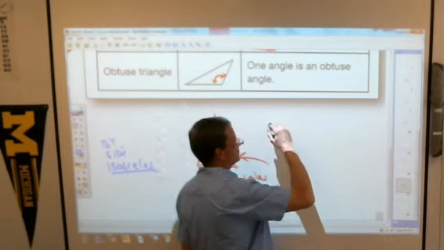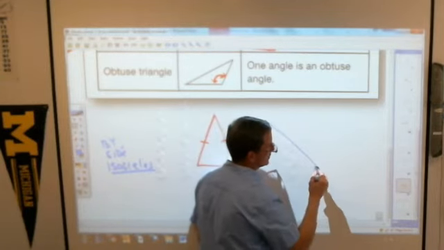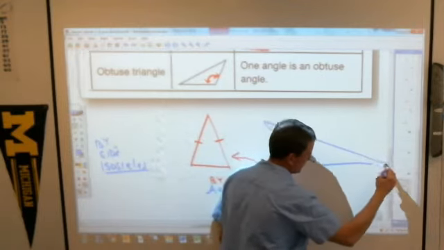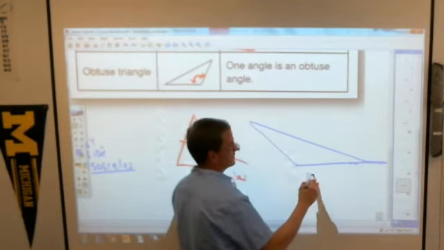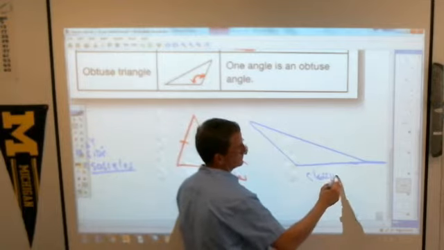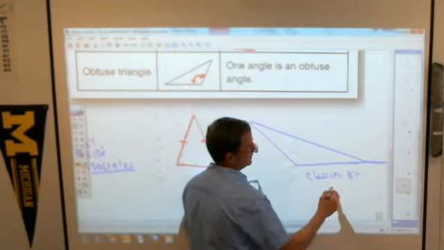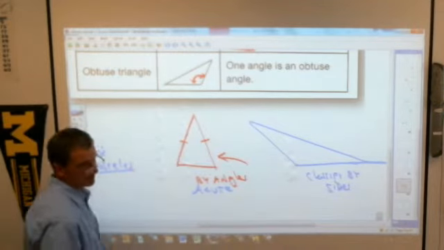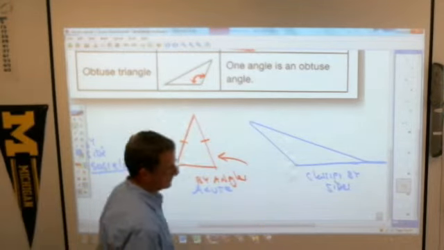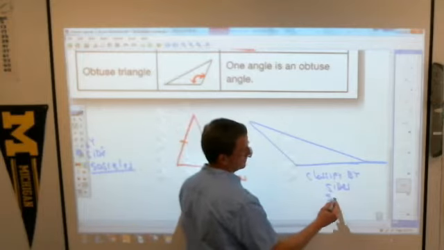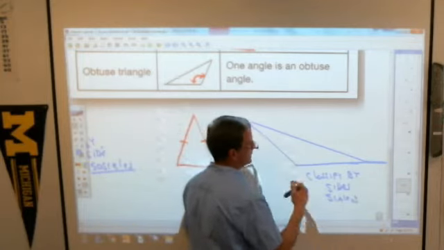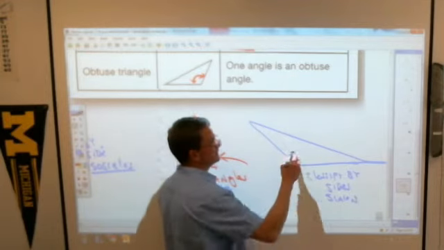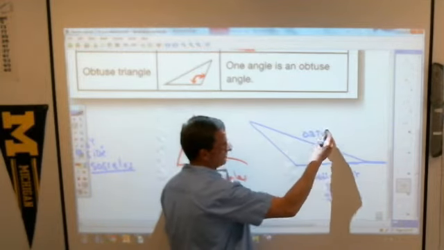Alright, if I asked you, here's my triangle, and I said to classify by its sides. Charlie, by its sides, it is scalene. No equal sides. By its angles, Trevor, it is obtuse because it has one obtuse angle.